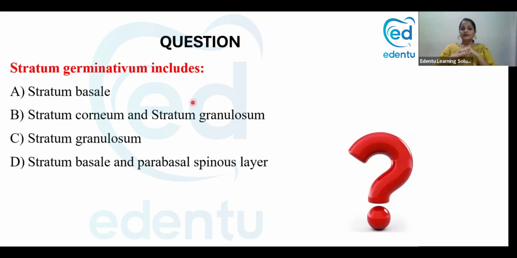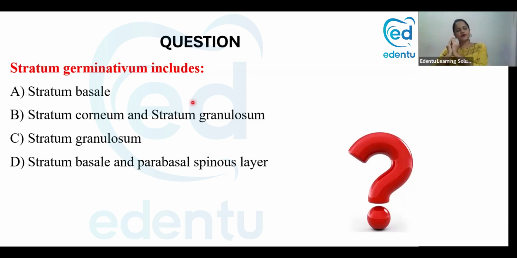This germinative layer is similar to the germ layers. We have three germ layers in our body: endoderm, ectoderm, and mesoderm, and from these germ layers all the organs of our body form. Here also, stratum germinativum means a particular group of cells where all the keratinocytes are formed. The layers which form the keratinocytes are the main meaning of stratum germinativum.